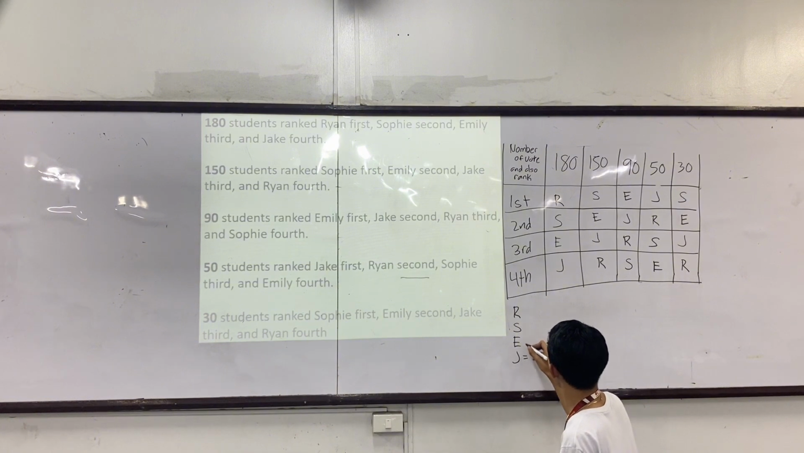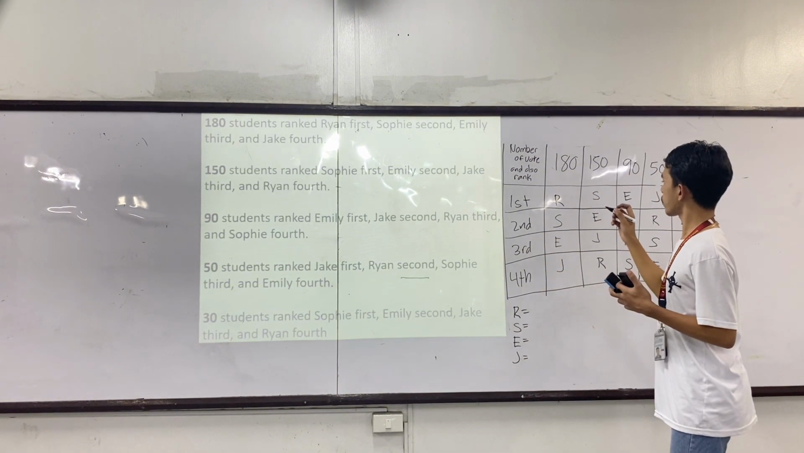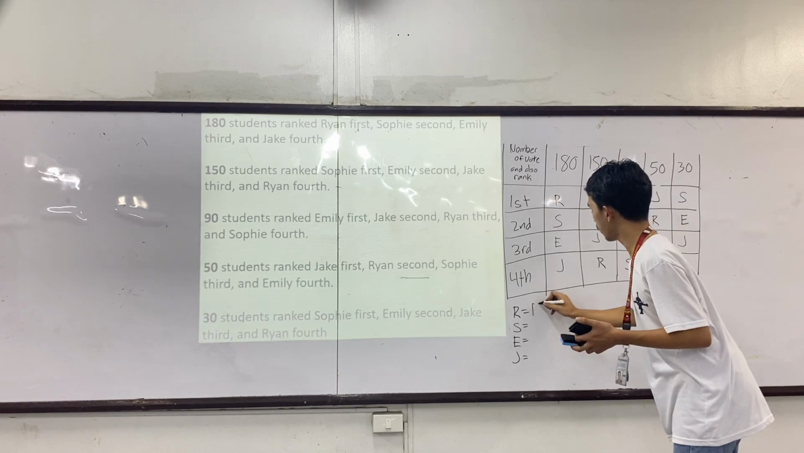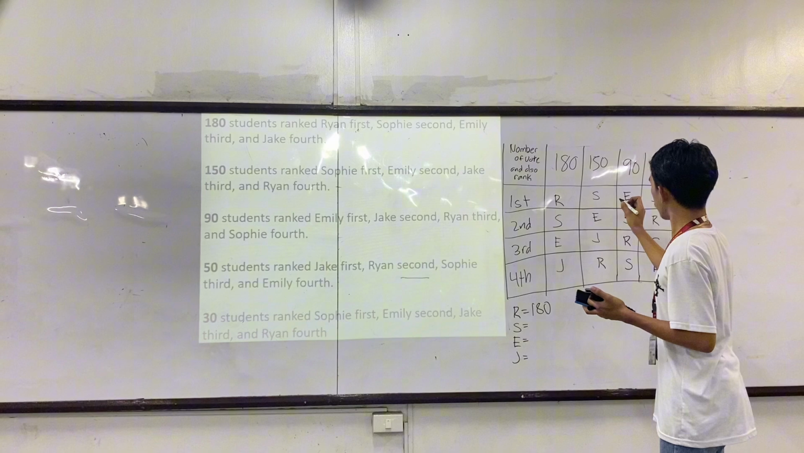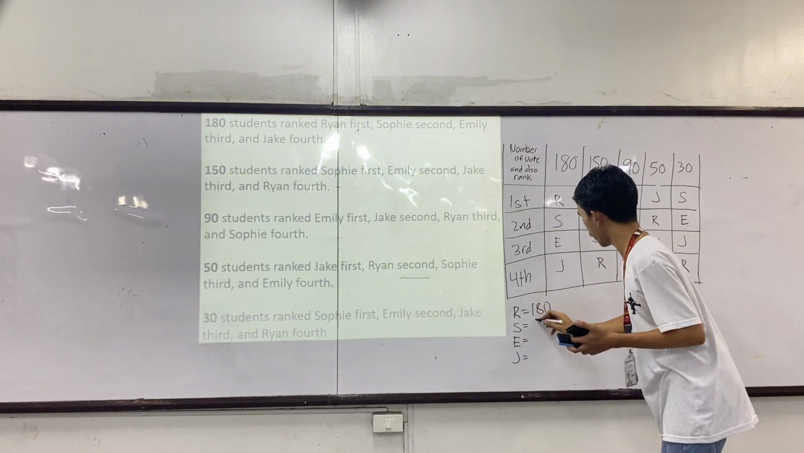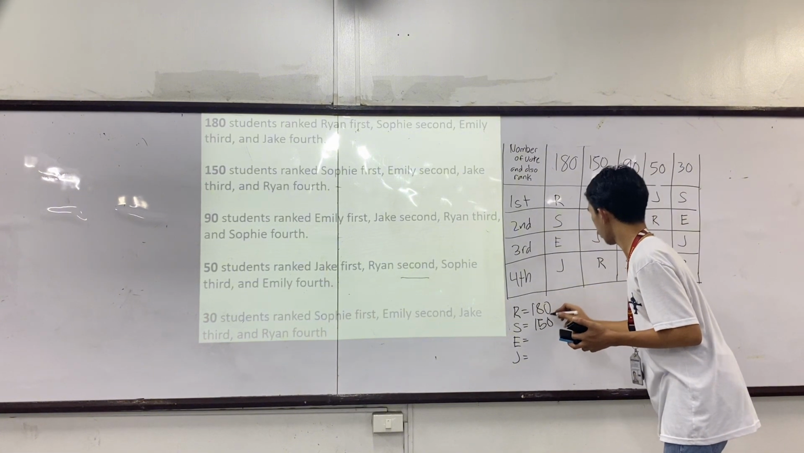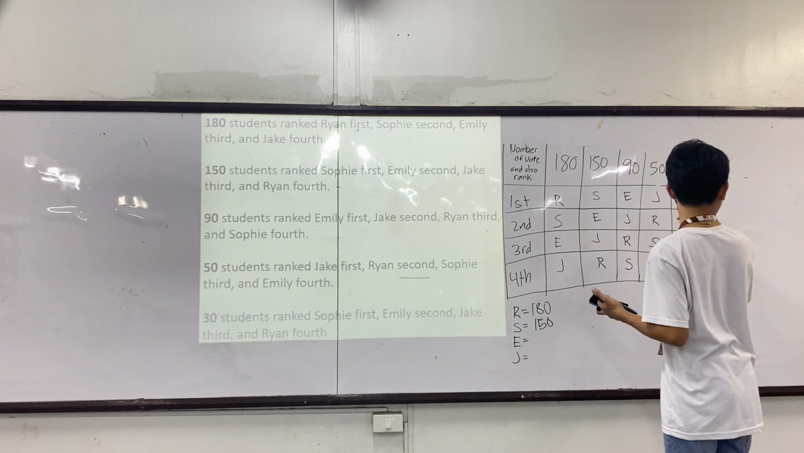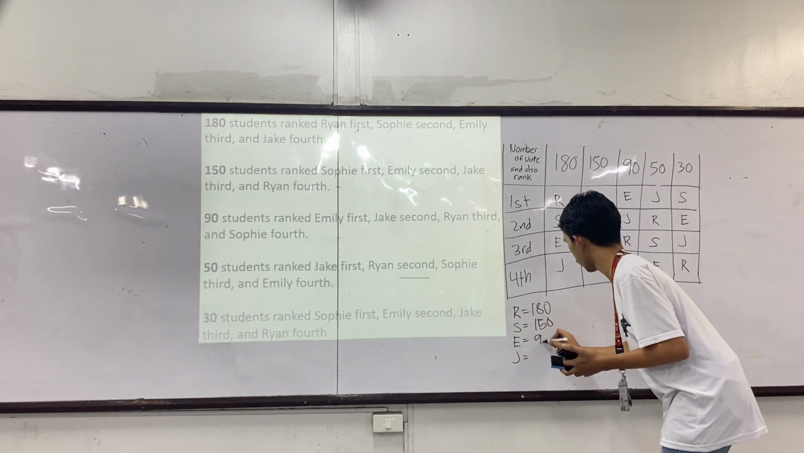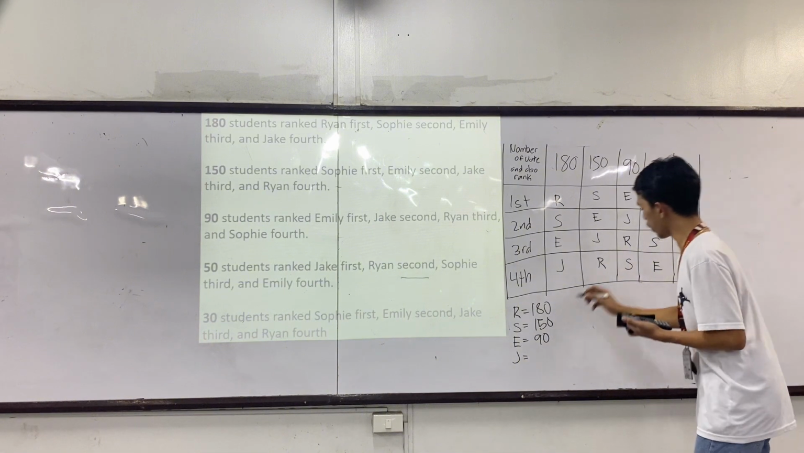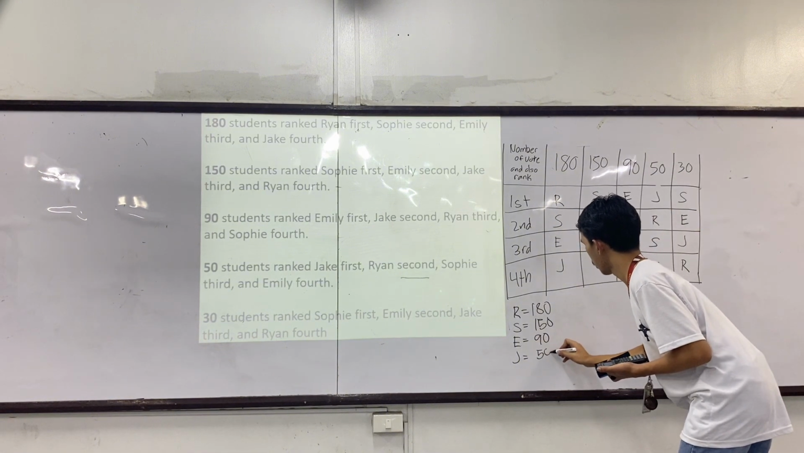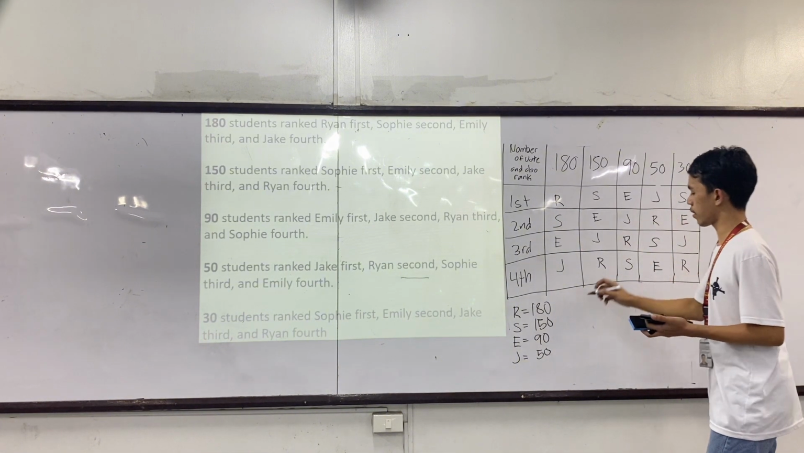Ryan got 180. So we got Sophie 150. Emily got 90. And Jake got 50. And also Sophie got 30.